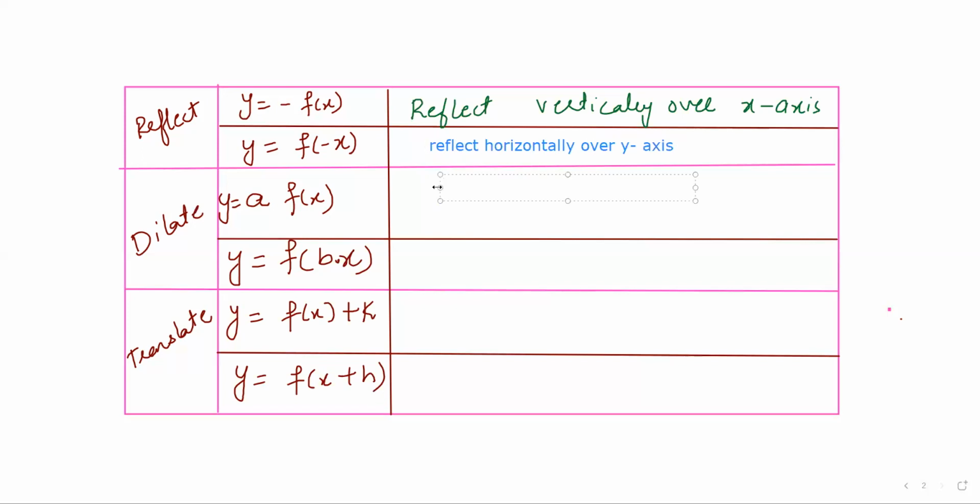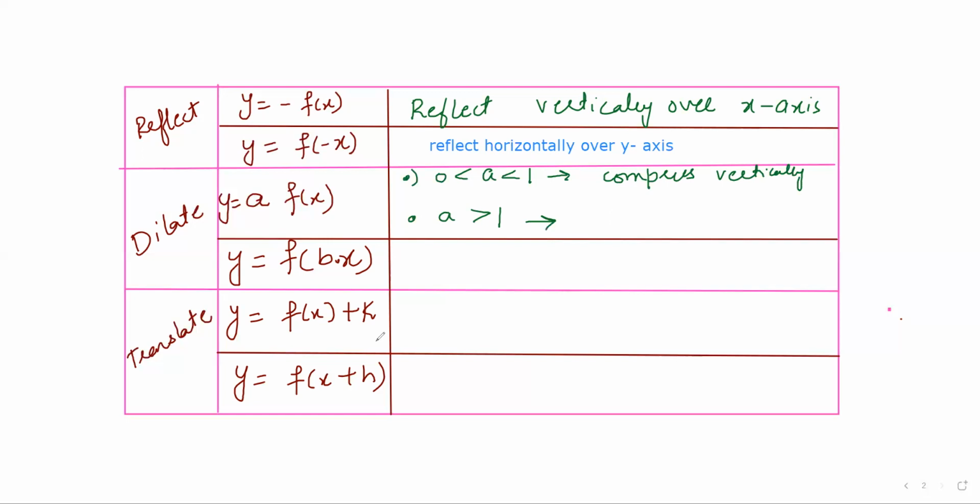Dilate. Dilate has further two options. If A is between 0 and 1, and if A is greater than 1. If A is between 0 and 1, it means compress vertically. The last one is translate: x plus k and x plus h, they're different, right?